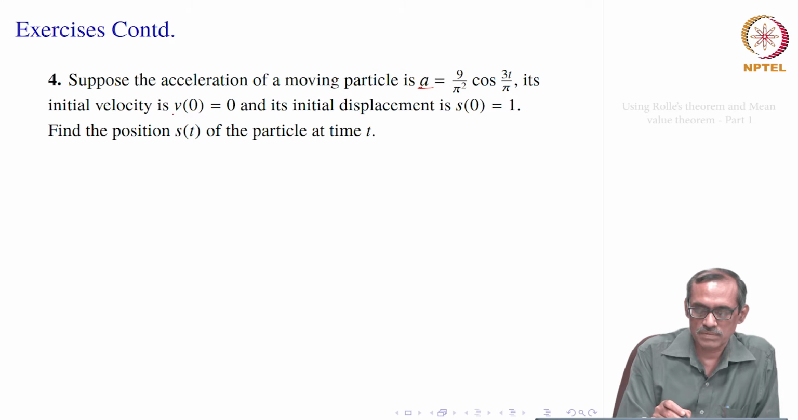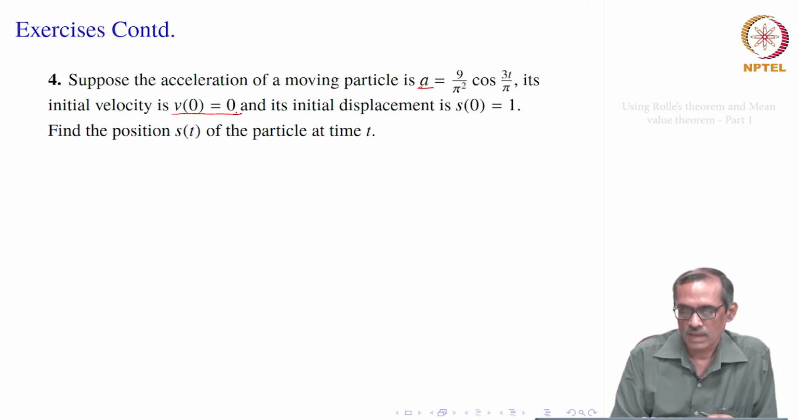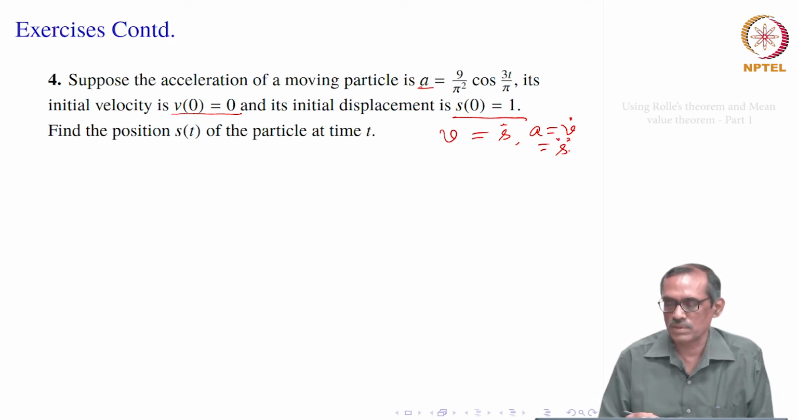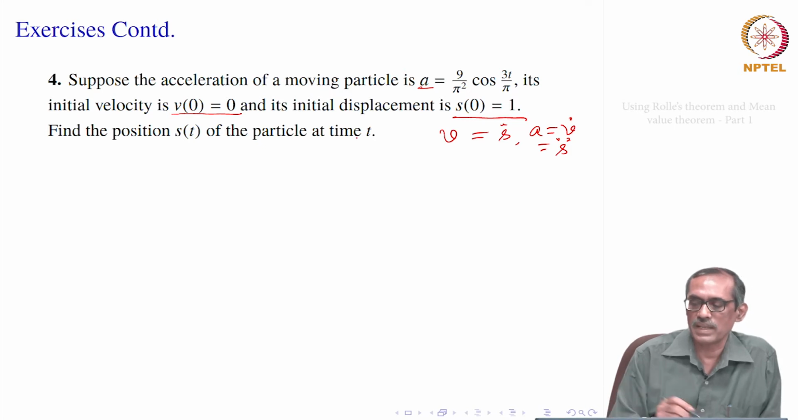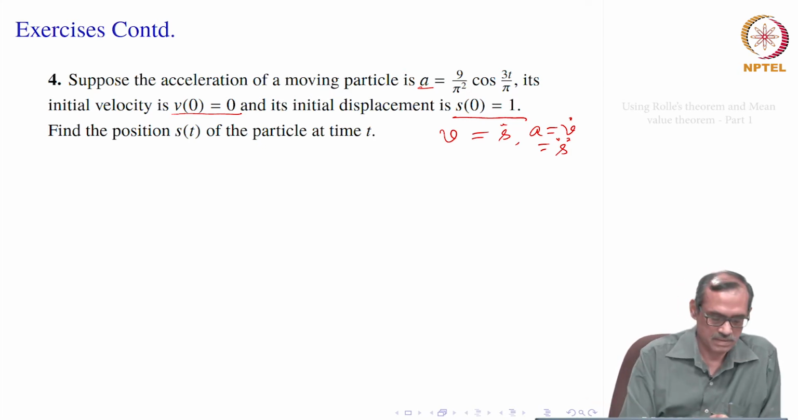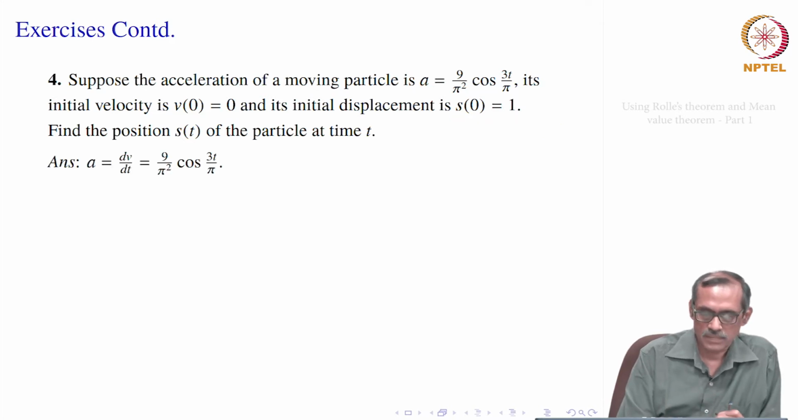So, its initial velocity is given as v 0 equal to 0 and its initial displacement is s of 0 equal to 1. As you recall, v will be equal to s dot and a is equal to v dot, which is s double dot, that is, derivative with respect to t. Second derivative of s will give us a. So, we are asked to find the position s of t at the particular time t, that means find the function s of t if these things are given. Okay. So, a is dv by dt, which is given to be 9 by pi square cosine 3t by pi.